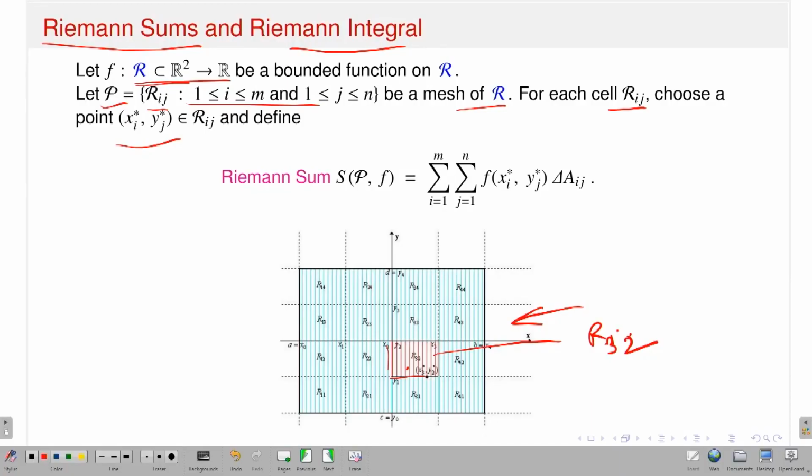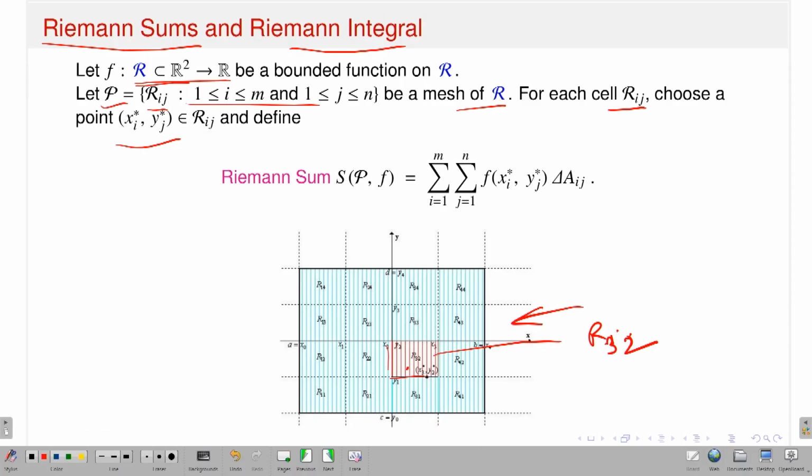So now it is quite clear, indices i and j. i runs over the partition of the interval [a,b] and j runs over the partition of the interval [c,d]. So you have a bounded rectangular region and a partition P whose ij-th cell is denoted as R_ij. And what is R_ij? This is [x_{i-1}, x_i] times [y_{j-1}, y_j].